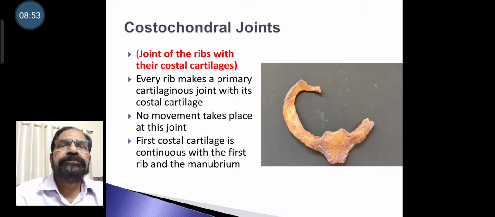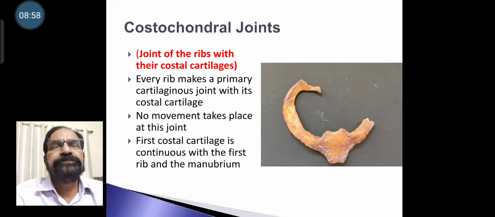Costochondral junctions. Joints of the ribs with their costal cartilages. Every rib makes a primary cartilaginous joint with the costal cartilage. No movement takes place at this joint.